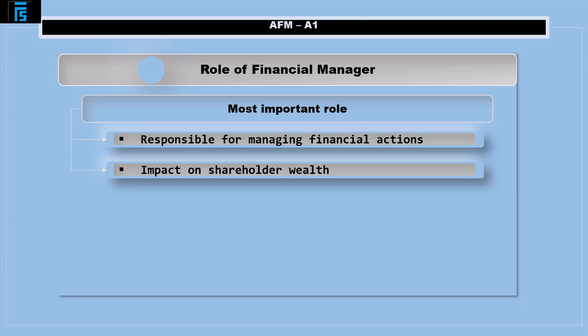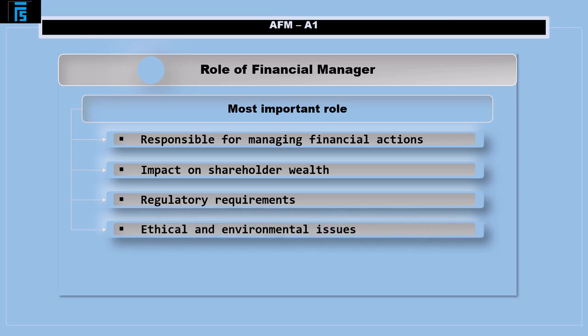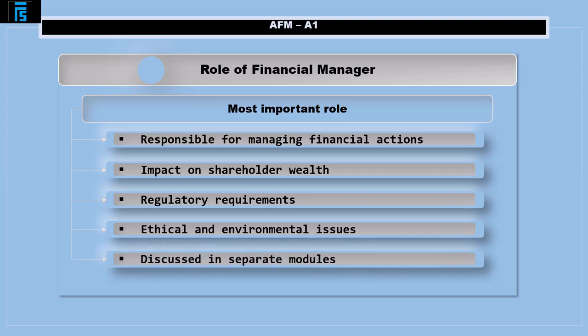These are not only limited to the company's finances, that is its profitability and cash flow generation, but are also closely linked to the fulfillment of regulatory requirements imposed on the company, as well as such issues as the ethical and environmental impact of the company's operations. We will be discussing these additional dimensions of a financial manager's responsibilities in separate modules of the course.